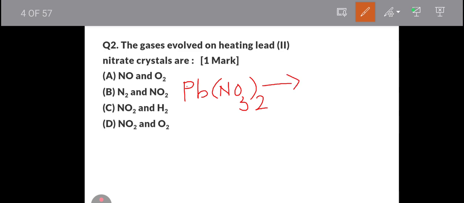Lead nitrate will be changing its color to yellow, right? It is due to the formation of what? Lead oxide, PbO, plus we can see the formation of brown fumes, right? That brown fumes is due to the liberation of which gas? It is due to the liberation of NO2, nitrogen dioxide gas, and also which gas is liberated? Oxygen gas is also liberated, right?